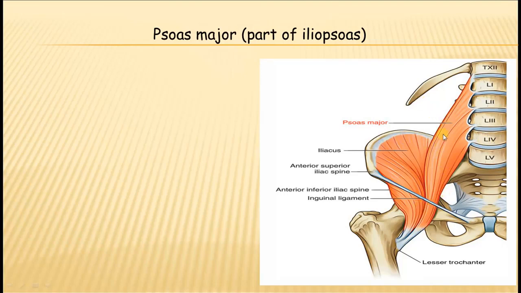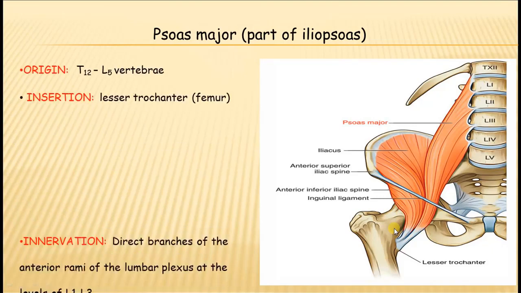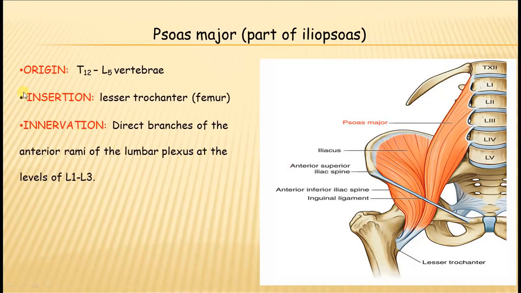The psoas major in its upper part has again got a fascia, which is the psoas fascia. Now, near its insertion, what happens? It is separated from the capsule of the hip joint by a bursa. So the iliopsoas tendon is separated from the hip joint by a bursa, to prevent any friction. It arises from all the lumbar vertebrae and inserts into the lesser trochanter. The nerve supply is a direct branch, L1 to L3, from the lumbar plexus.